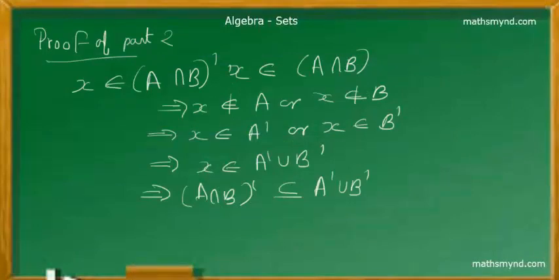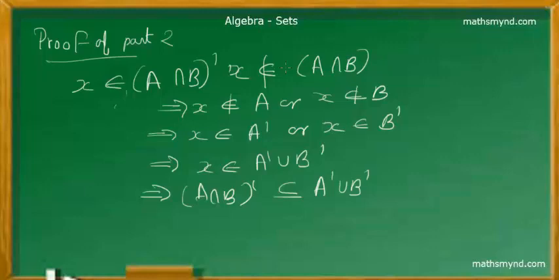Again, we are utilizing the same technique, taking an arbitrary element. If X is an element of A intersection B complement, it simply means that X cannot be an element of A intersection B, which of course means that X is not an element of A, or X is not an element of B.